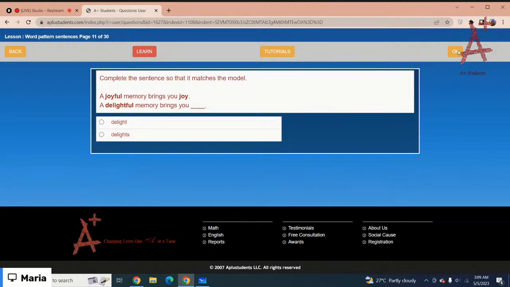A joyful memory brings you joy. A delightful memory brings you, yes, it would be delight. Option number one is the correct option.